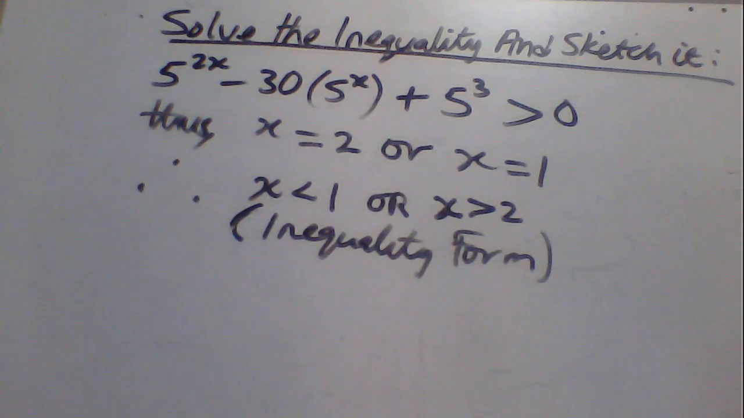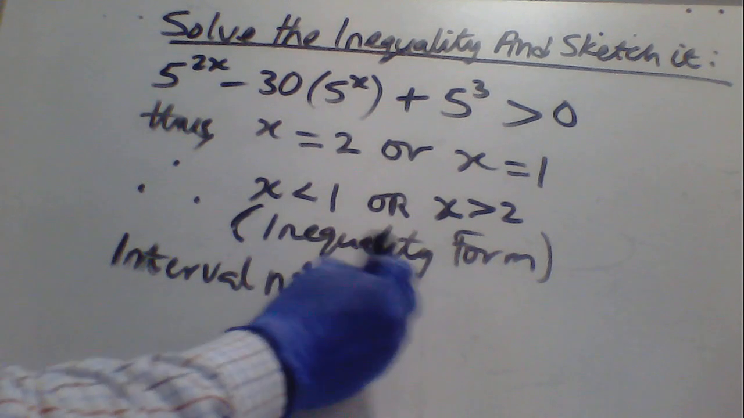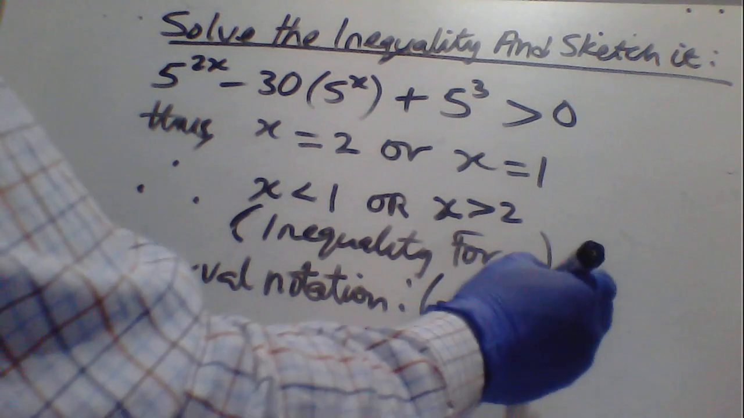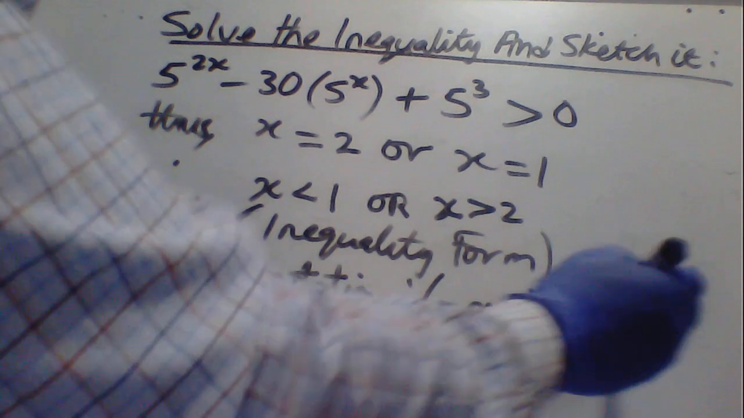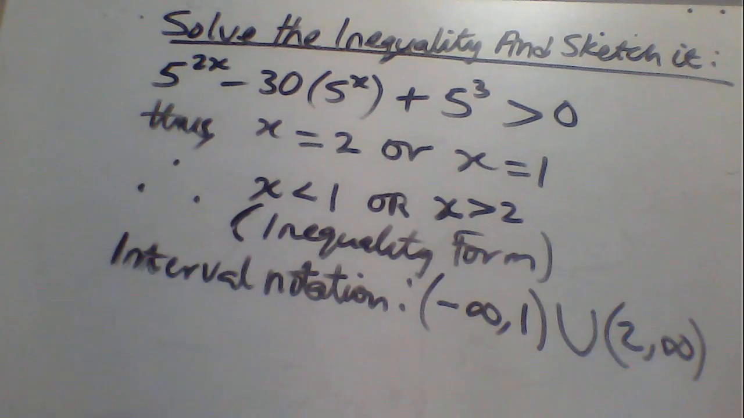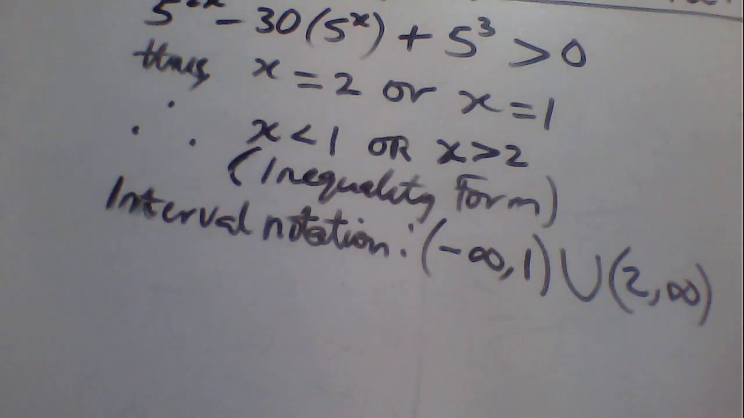We can as well put it in interval notation. Using the notation, we have minus infinity until you get to 1, in union with 2 until you get to infinity. So this interval satisfies the given inequality. Any value in this interval we have solved will satisfy the inequality. The next thing is to graph it or sketch it.